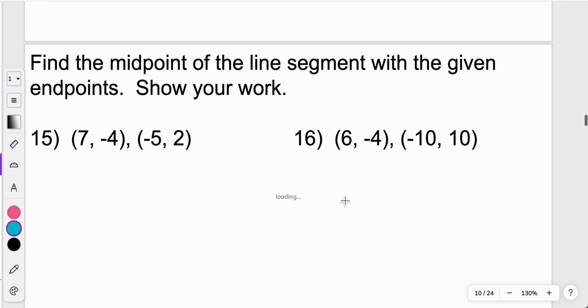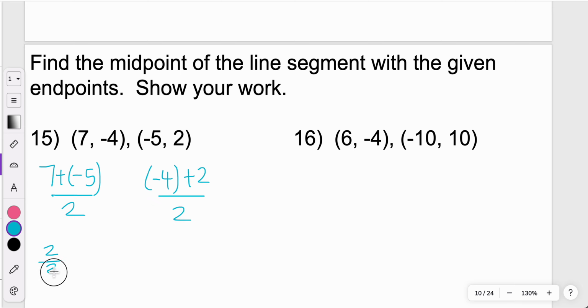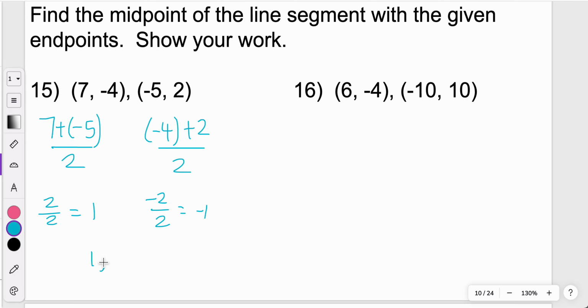Find the midpoint of the segment with the given endpoints. Show your work. This is where we're going to add our x's and our y's and divide by 2. For that first one, I'm going to do 7 plus negative 5 divided by 2, and negative 4 plus 2 divided by 2. 7 plus negative 5 is 2, so 2 divided by 2 is 1. And then negative 4 plus 2 is negative 2, divided by 2 is negative 1. So my midpoint would be 1, negative 1.